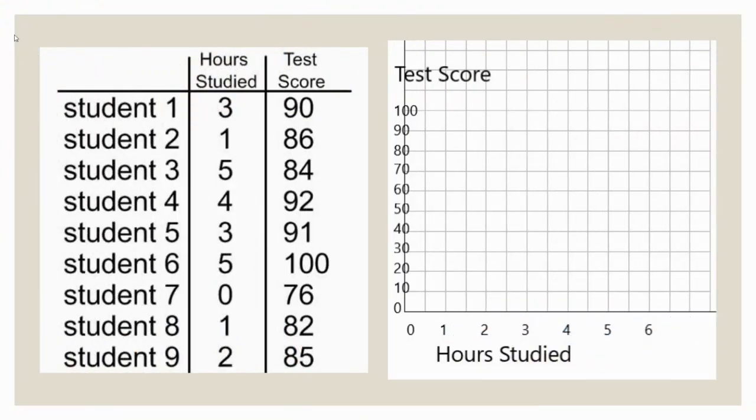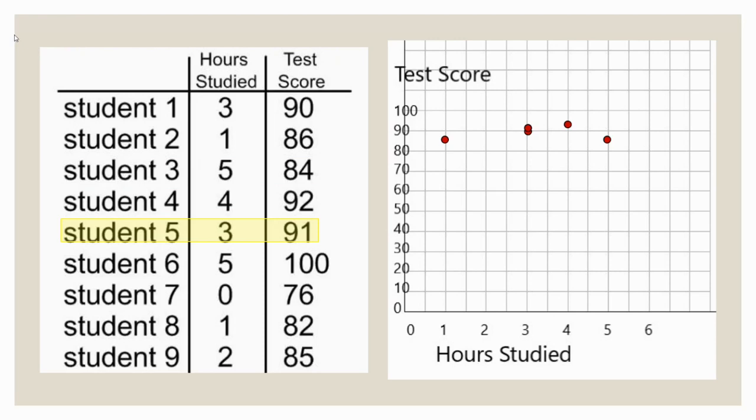Now let's use that data to make our scatter plot. We're going to start with student 1, who studied for 3 hours and got a test score of 90. So where 3 hours and 90 points meet, I put a dot. Student 2 studied for 1 hour and got an 86. Student 3 studied for 5 hours and got an 84. Student 4 studied for 4 hours and got a 92.